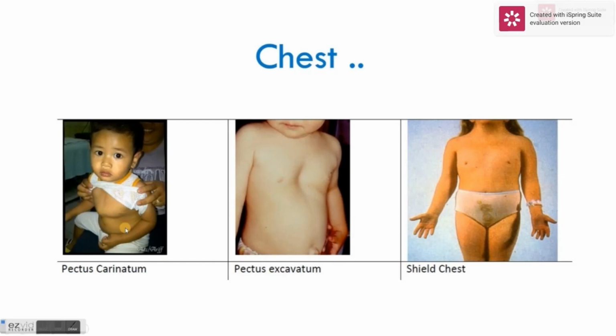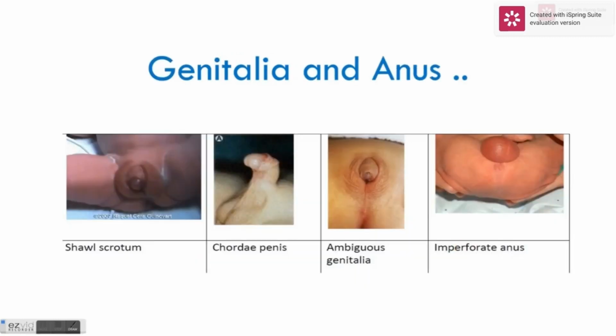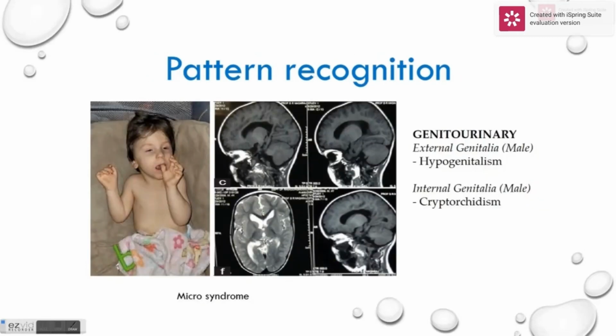Pectus excavatum, carinatum, a broad, shield-like chest, abdomen findings like organomegaly are important, polycystic kidney, omphalocele, or gastroschisis. All these are important to recognize, as well as the genitalia: absent anus, anal stenosis, displaced anus, ambiguous genitalia, hypospadias, and so on. After you examine the child, you can recognize the syndrome if you recognize the findings.